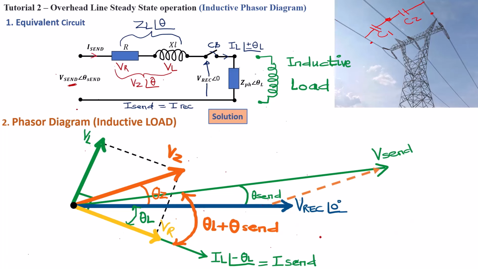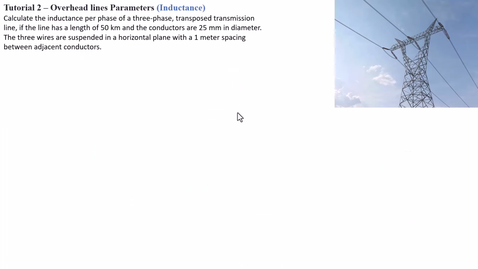Hey there, welcome back to CMTEQ channel. This is a second tutorial on overhead line parameters calculation. More specifically, we'll be focusing on how to calculate the inductance per phase of a three-phase transposed transmission line with flat regular spacing. So if you are studying electrical power systems or you are working on transmission line design, these calculations are very essential for you. So let's break it down step by step.